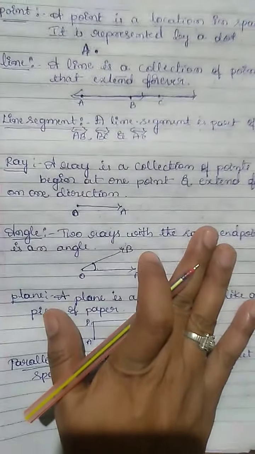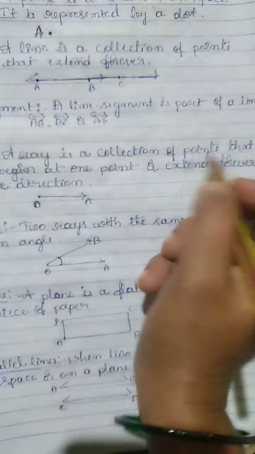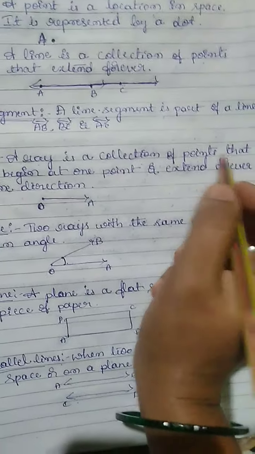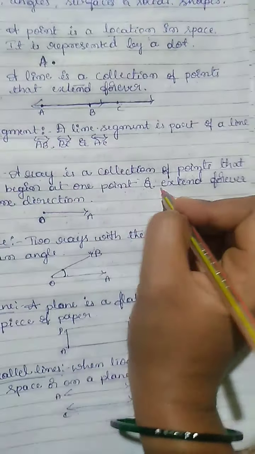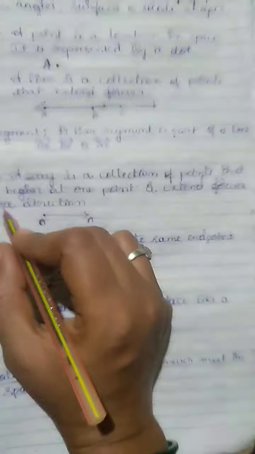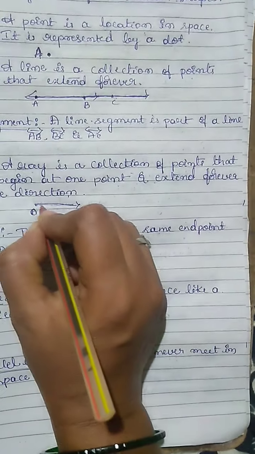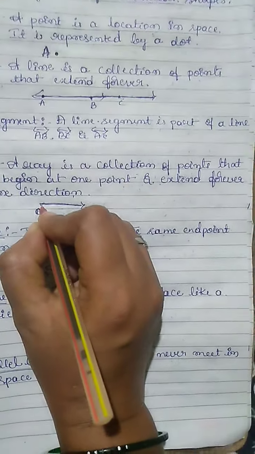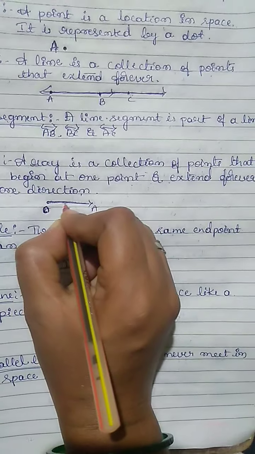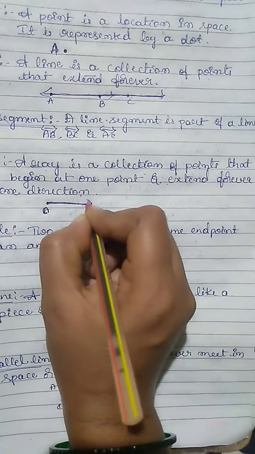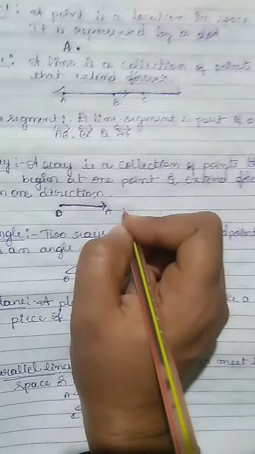Next one is ray. A ray is a collection of points that begin at one end point and extend forever in one direction. See here, this is the ray. It starts from O and extends through A in this direction, to our right.